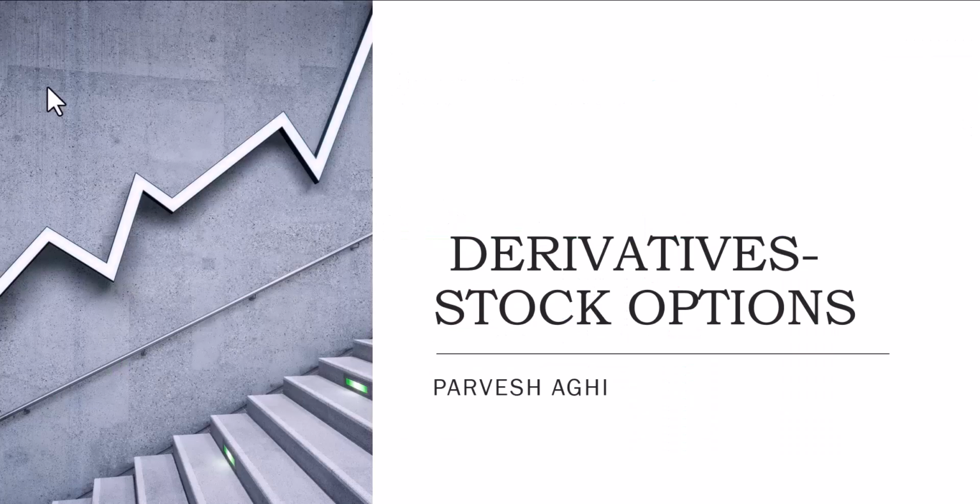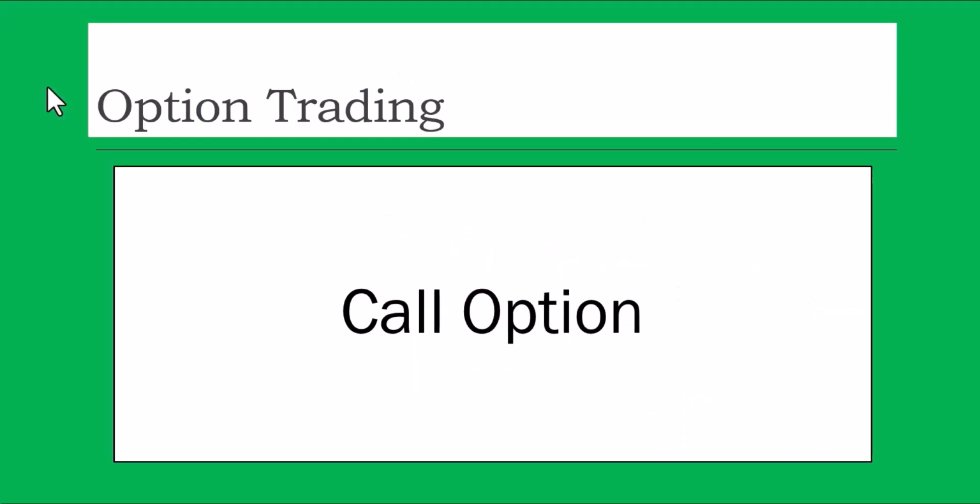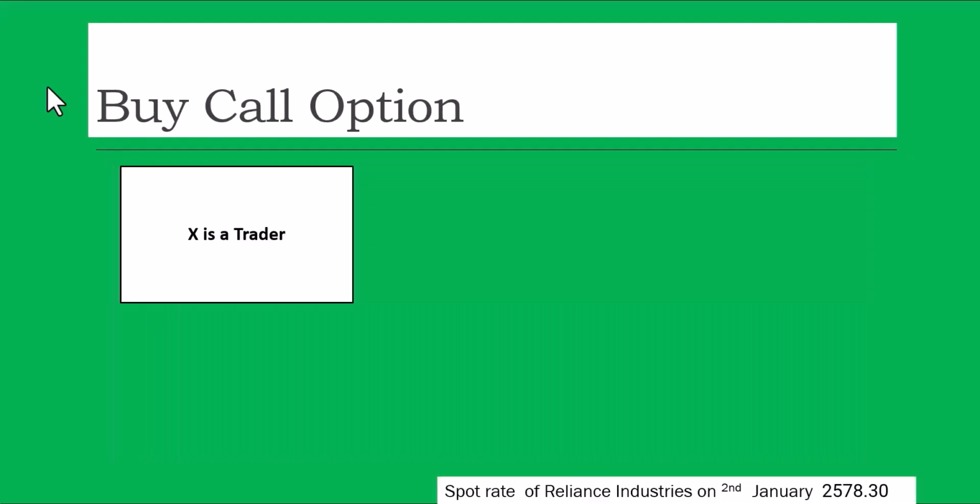So in derivative stock options, you can be either a call buyer or a call writer, or you can become a put buyer or a put writer. We are going to discuss, first, a call option, where a person buys a call and somebody writes it. So again, X is a trader. So in a call option, you're a trader.